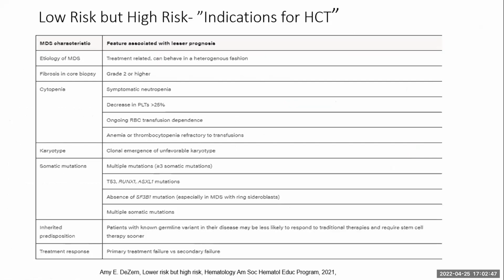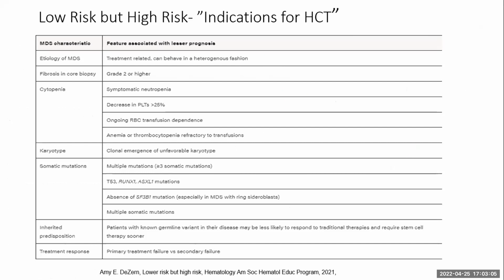Then there are those patients that we classify as low risk, but they're actually high risk, and I've put in brackets there to say indications for stem cell transplant. So there are patients that, according to the scoring systems, will be scored as being lower risk, but when you look at them, they're actually high risk. And which are those patients?